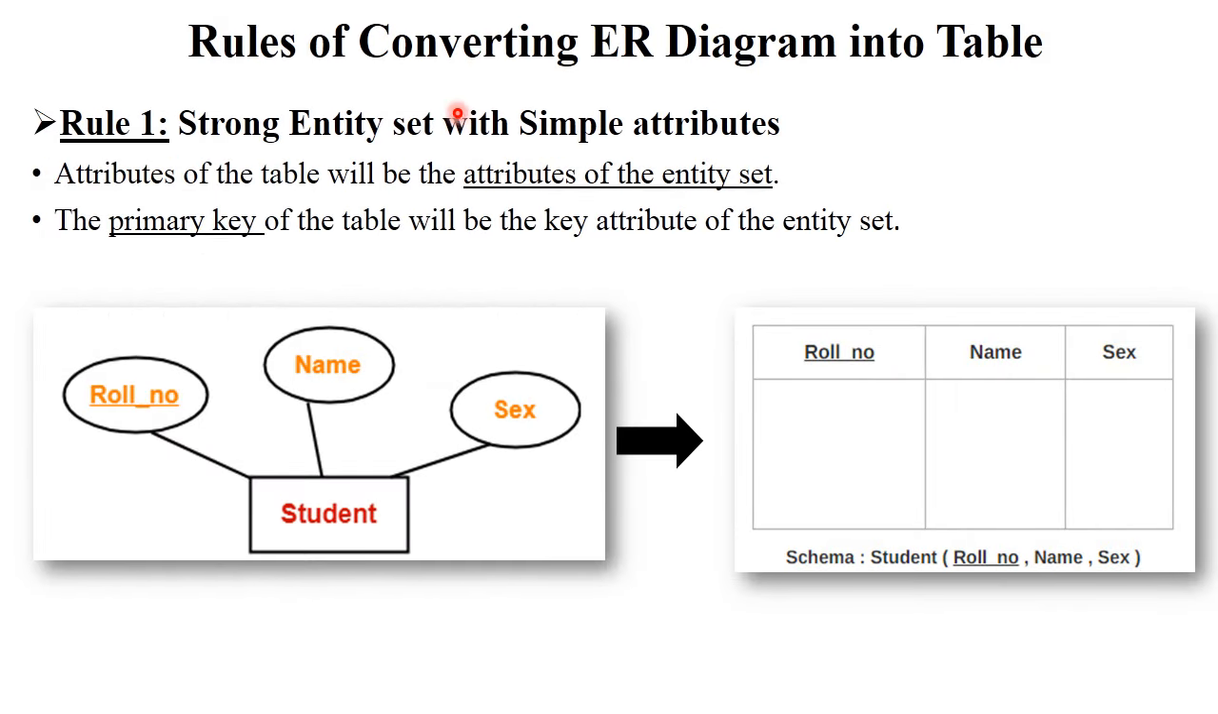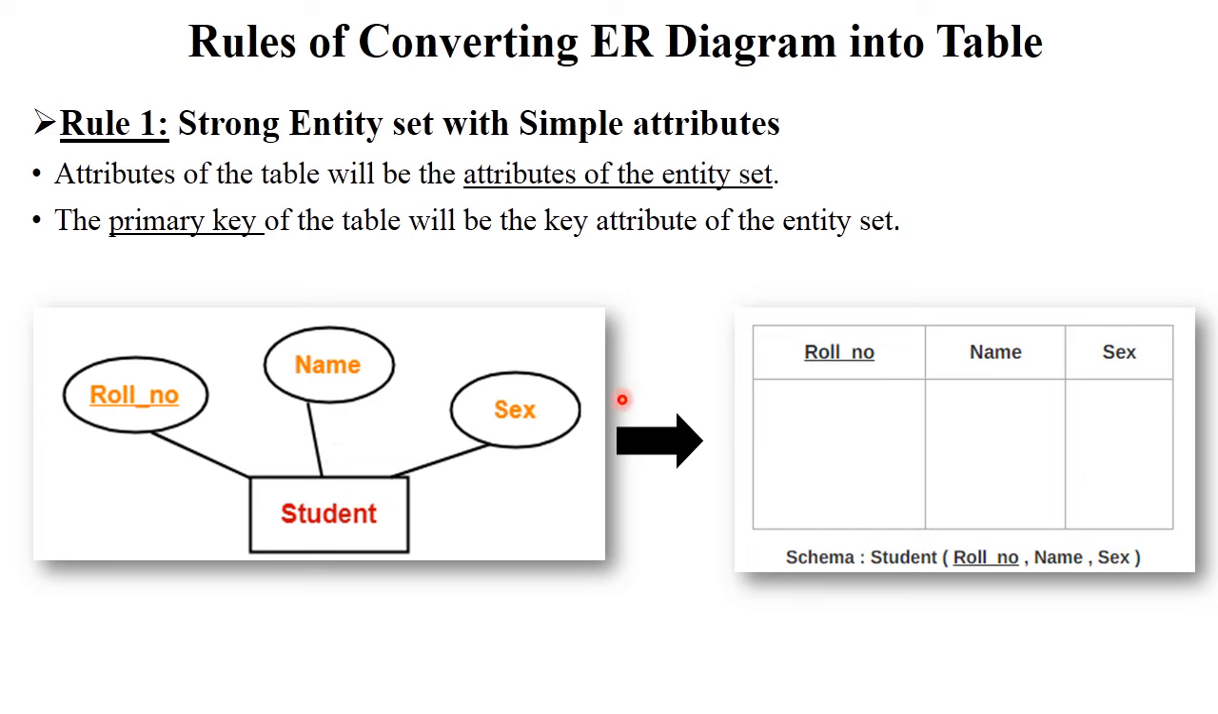Now the next point is rules of converting ER diagrams into tables. There are a total of 5 rules. See here the first rule. Suppose in your ER diagram a strong entity set is present with simple attributes. How can you convert this diagram into a table? See here. Student is your entity set. It has a total of 3 simple attributes: roll number, name and sex. You can convert this diagram directly into a table in this format.